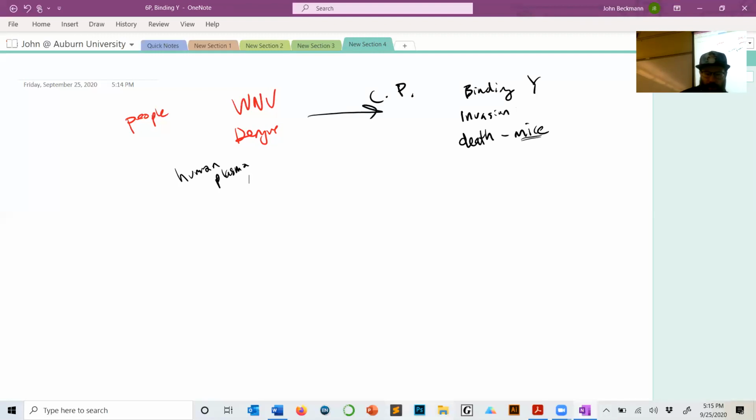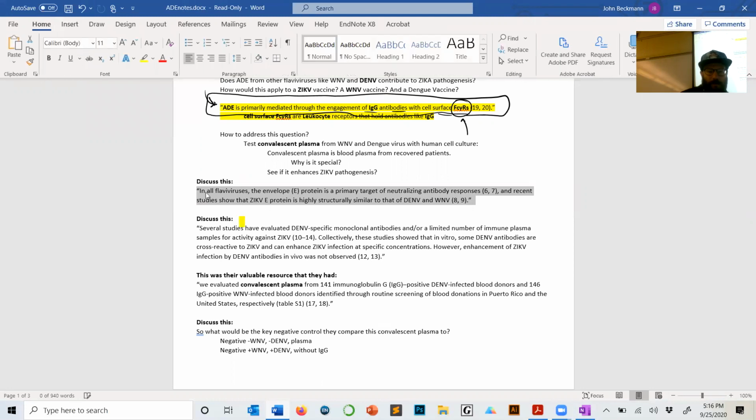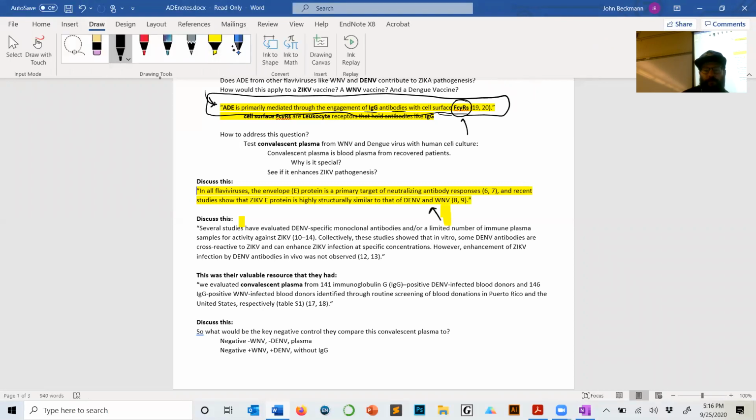Okay, so I have another sentence that I pulled out that I think is worth discussing to make sure everybody understands what it is. In all flaviviruses, the envelope protein E is a primary target of the neutralizing antibody response. And recent studies show that the Zika virus E protein is highly structurally similar to that of dengue virus and West Nile virus. What does this sentence mean? Somebody explain to me this sentence.